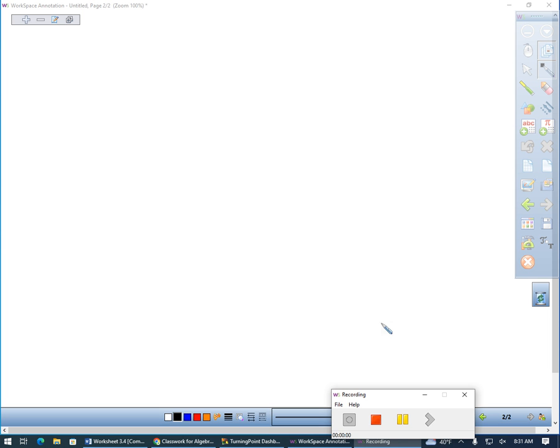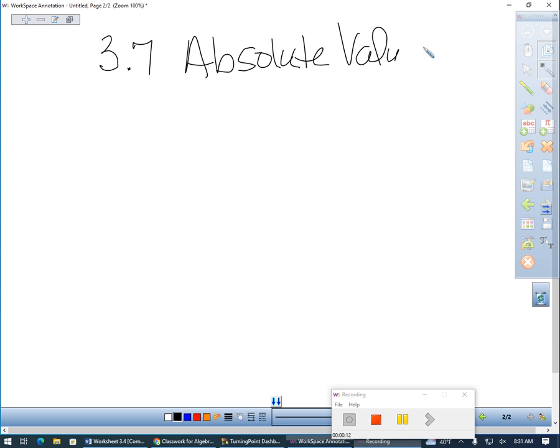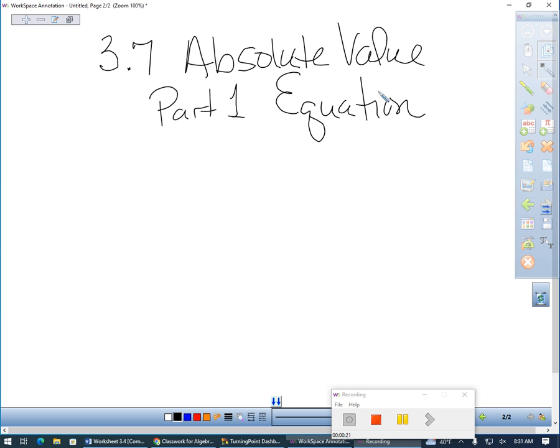We are starting 3.7, which is going to talk about absolute value. And today, part 1 is equations. Today we're talking about equations, so they just have an equal sign. We don't have to worry about interval notation or graphing or anything like that. They all have an equals in the middle.